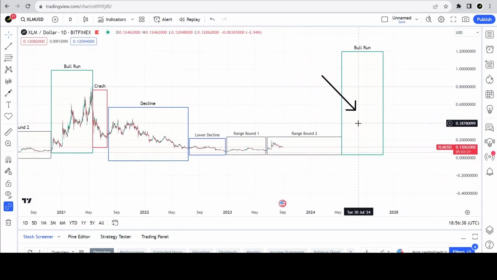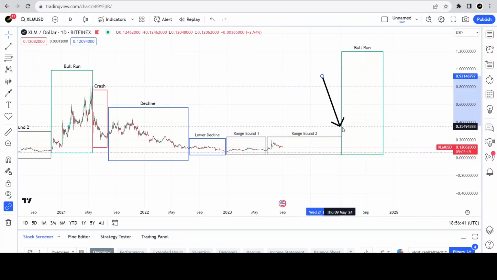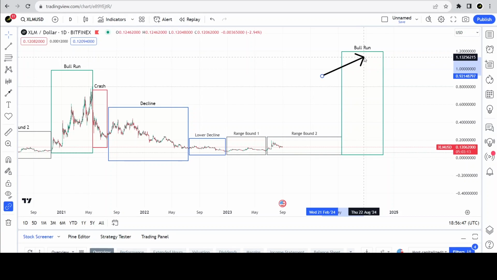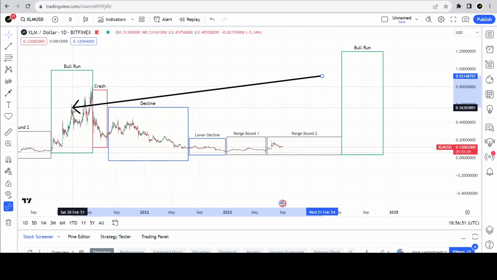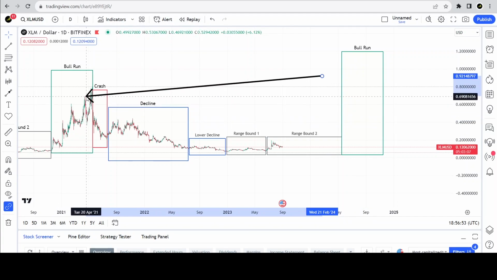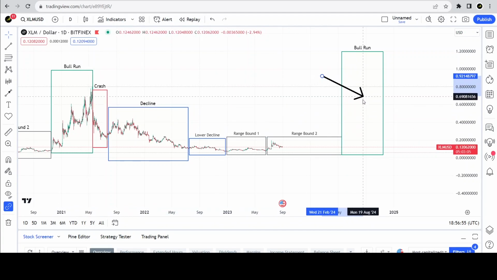So folks, we are actually fairly close to the next XLM bull run. Now, I don't know the height of this. I don't know the timing of this. I don't know the depth of the declines between the waves up. All that will be known once this structure begins to play out.